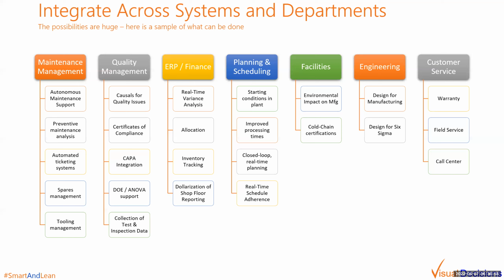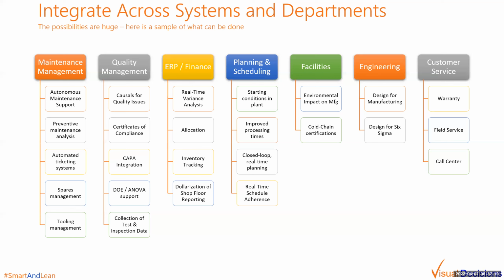Additionally, the systems can be combined for quality documentation as well. So for example, the information from production tests and inspections can be automatically gathered into a certificate of compliance to ship the product out to a customer that requires such documentation.